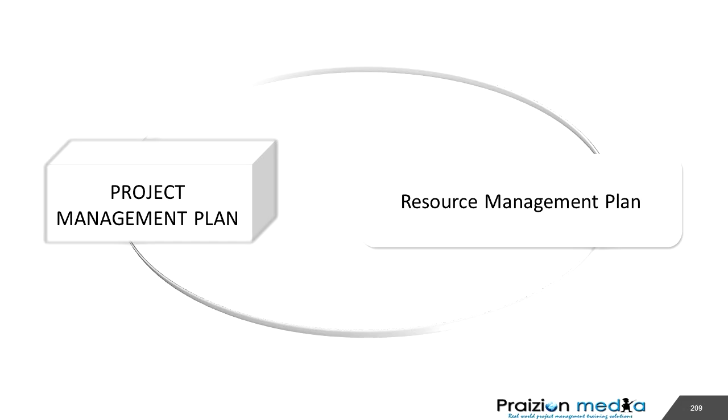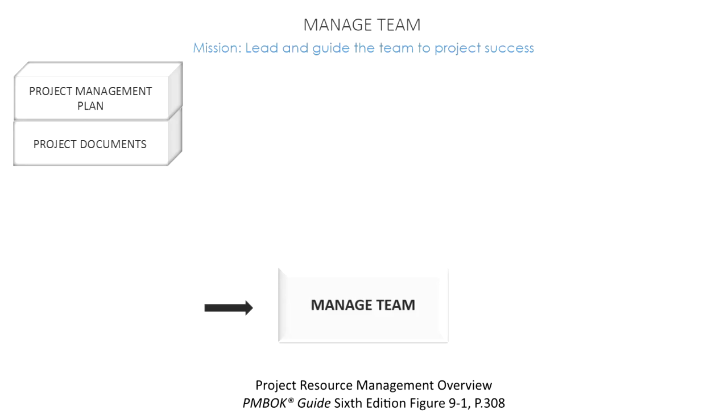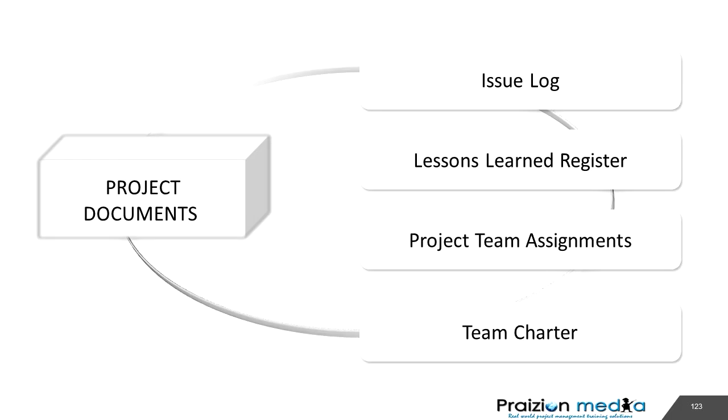Regular suspects. Project management plan. We know this contains the resource management plan, which of course guides us on how to facilitate the manage team process. The next input is project documents. Project documents here could involve things such as the issue log, a log of issues. Now, we're not talking about risks that have become issues. We're talking about misalignments and misunderstandings that need to be ironed out and clarified.